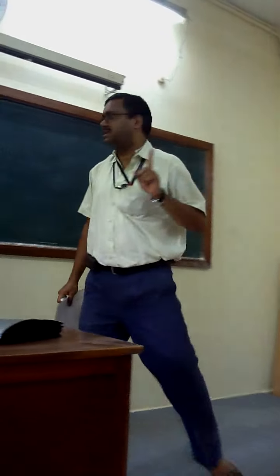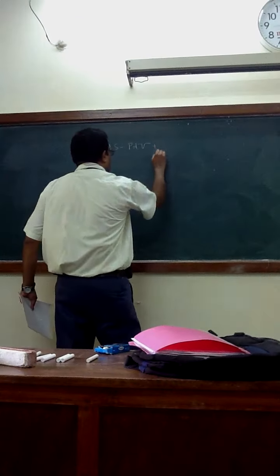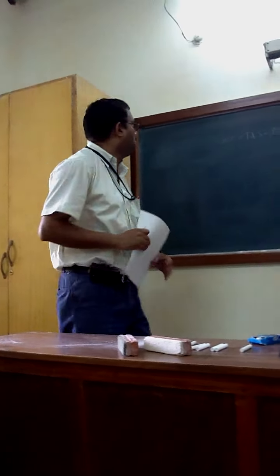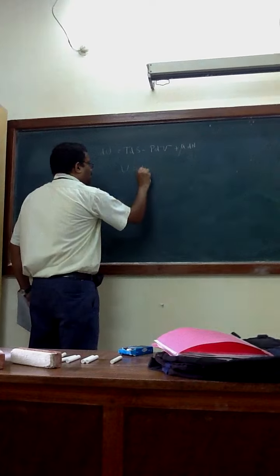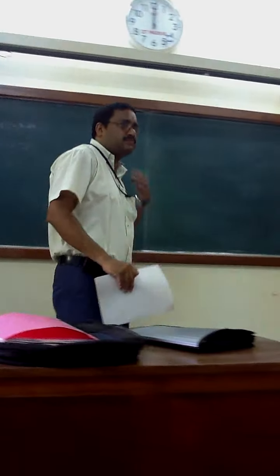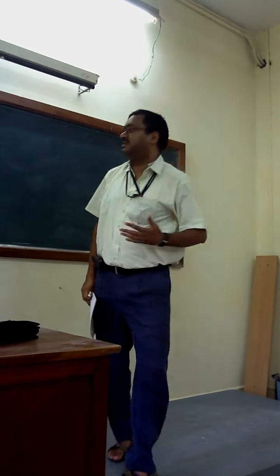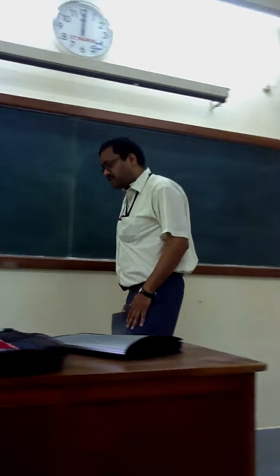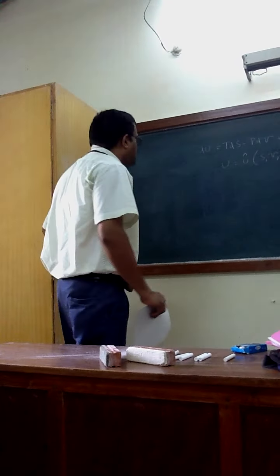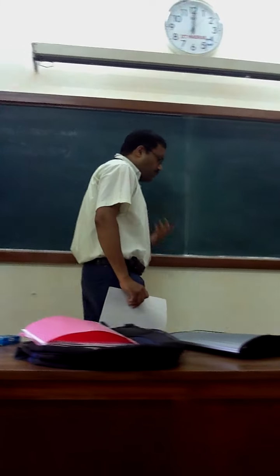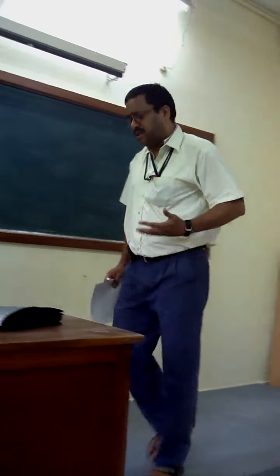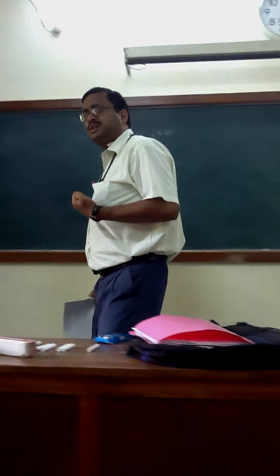Only one thing. U equals TS minus PV, plus mu dN if you want. That's all. Nothing else you have to remember. And it suggests that U is a function of S, V, and N. That's all. It says that it's a combined first and second law of thermodynamics. And U is a function of S, V. So what I started last class is internal energy, entropy, whatever. Even you can say that S equals S hat of U, V, N, that's the entropy representation. Right? That's the entropy representation.